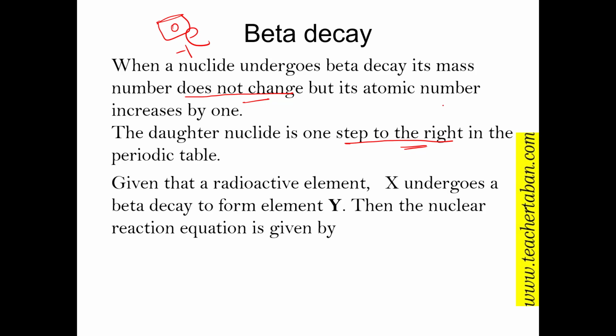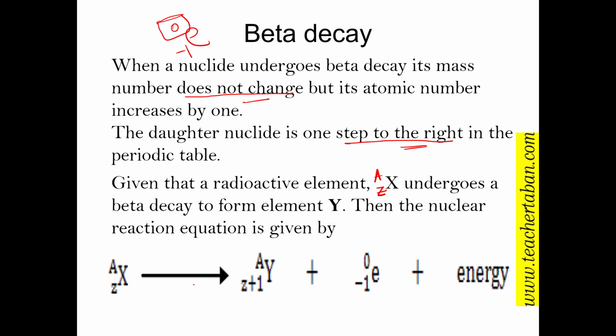So let's have an example here. Given that a radioactive element, let me put A, Z here, X undergoes a beta decay to form an element Y, then the equation that we use is, can you guess the equation? 1 minute. You can write it out on paper. So our equation is this, meaning that as we did in the alpha decay, the atomic mass A must be equal to the atomic mass on the right hand side. And then the atomic number Z must be equal to the atomic number on the right as well. So that is a beta decay.